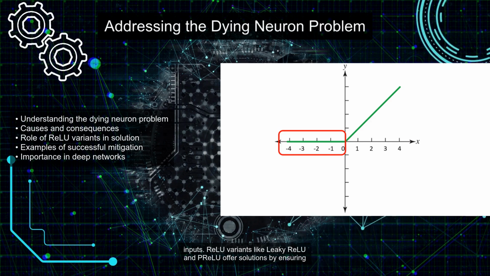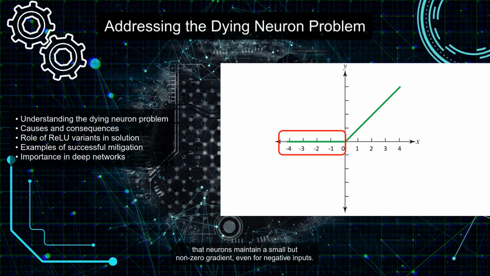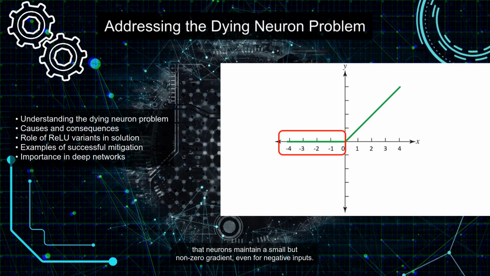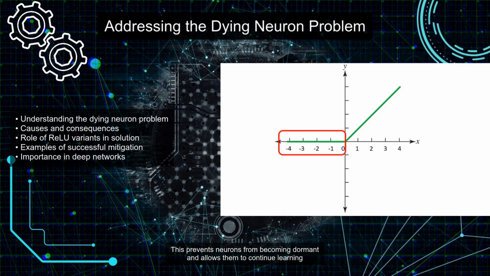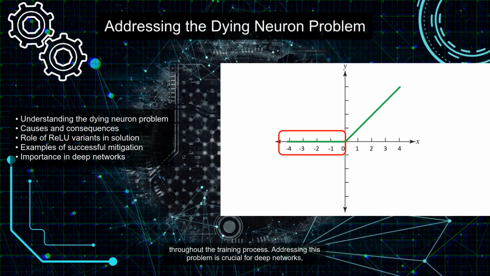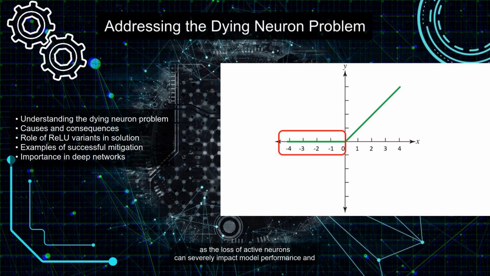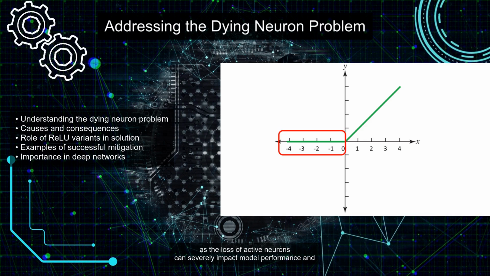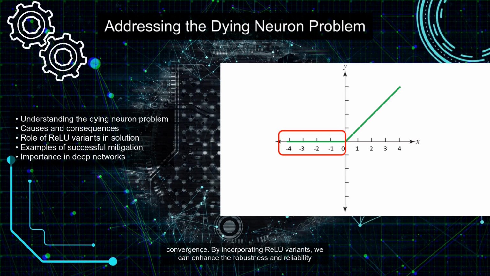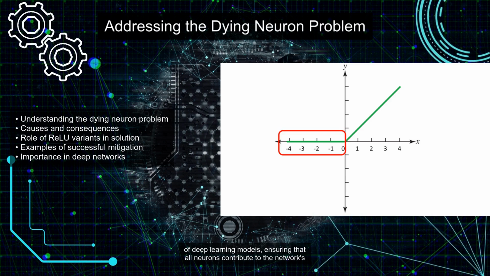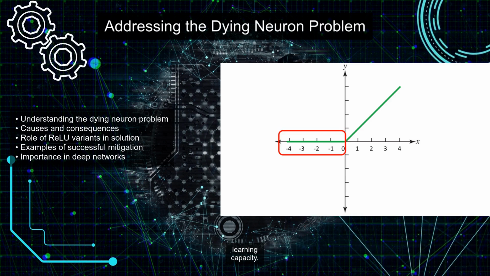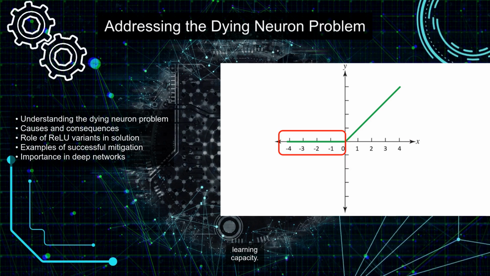ReLU variants like Leaky ReLU and PReLU offer solutions by ensuring that neurons maintain a small but non-zero gradient, even for negative inputs. This prevents neurons from becoming dormant and allows them to continue learning throughout the training process. Addressing this problem is crucial for deep networks, as the loss of active neurons can severely impact model performance and convergence. By incorporating ReLU variants, we can enhance the robustness and reliability of deep learning models, ensuring that all neurons contribute to the network's learning capacity.